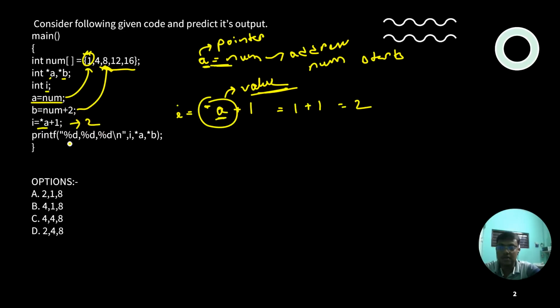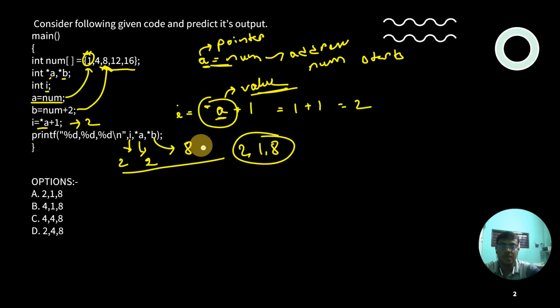Now we need to find what would be printed in this line. So first is I with a value 2. Next value at pointer A, which is 1. And then value at pointer B, which is 8. So our final answer would be 2, 1 and 8. Hope you all understood it. So our correct option would be option A, right? Next, let's move on to the next question.